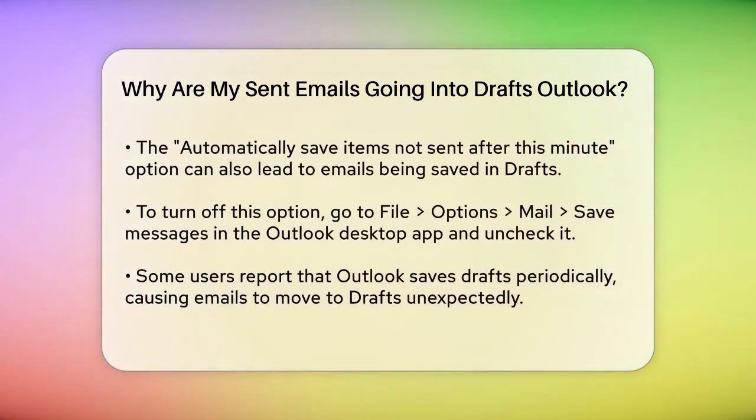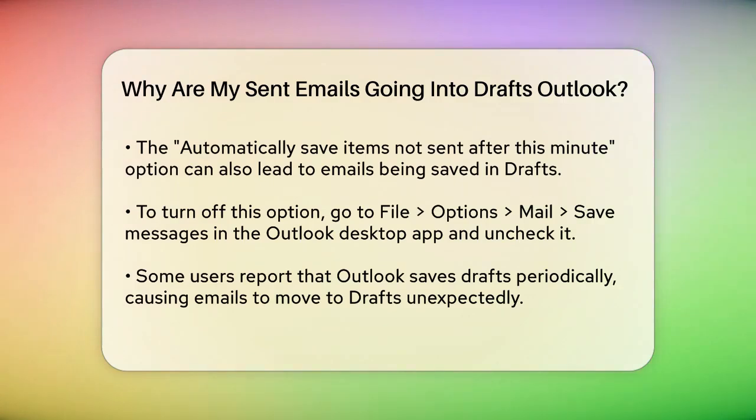Another setting that could be causing this problem is the Automatically Save Items Not Sent After This Minute option. This setting can cause emails to be saved to the Drafts folder if they are not sent within a certain time frame. To disable this, go to File, Options, Mail, Save Messages in the Outlook desktop app and uncheck this option.